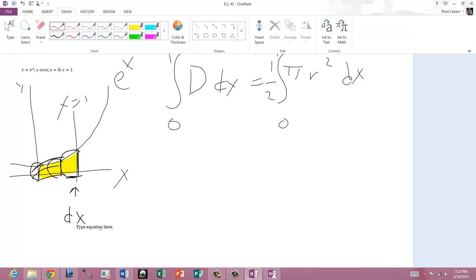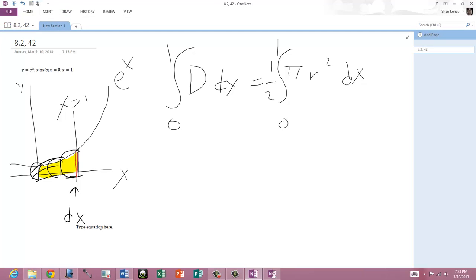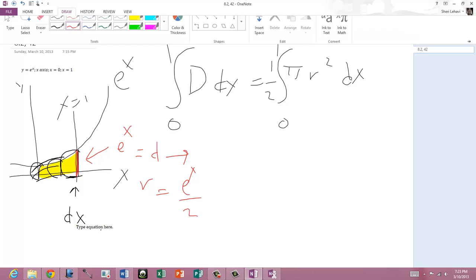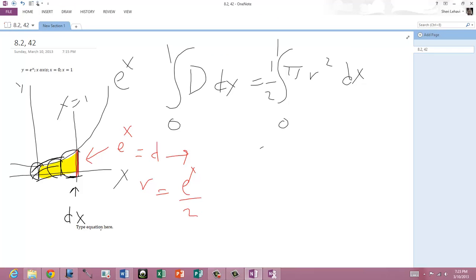So if I come back and look at my picture again, I notice that this right here is the entire diameter of the half circle. So the diameters fit here in between the curve e to the x and the x-axis. So that distance is e to the x. That's my diameter, which tells me that the radius is e to the x over 2. So now going back to finish my integration, I'm going to be integrating from 0 to 1. I can pull out the pi as well, pi over 2, and the radius of each one of these is e to the x over 2 squared dx.